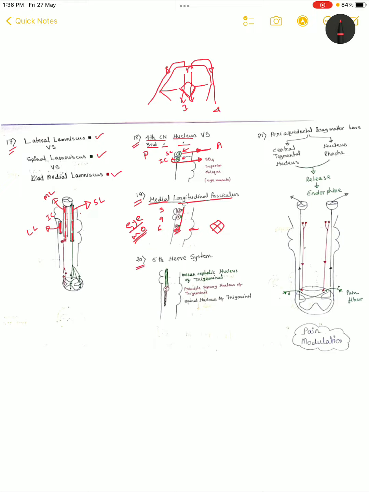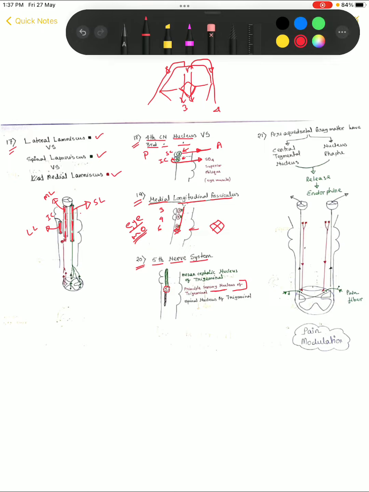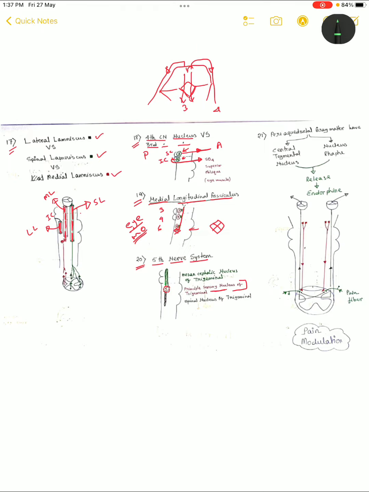Okay, now come to here. This is our fifth nerve system. Fifth cranial nerve nucleus is very large. The first part you will find in the pons, and this part is our sensory, the principal sensory nucleus of trigeminal. Superiorly you will find this structure, which can be found at the level of superior colliculus and inferior colliculus, and this is known as the mesencephalic nucleus of trigeminal.